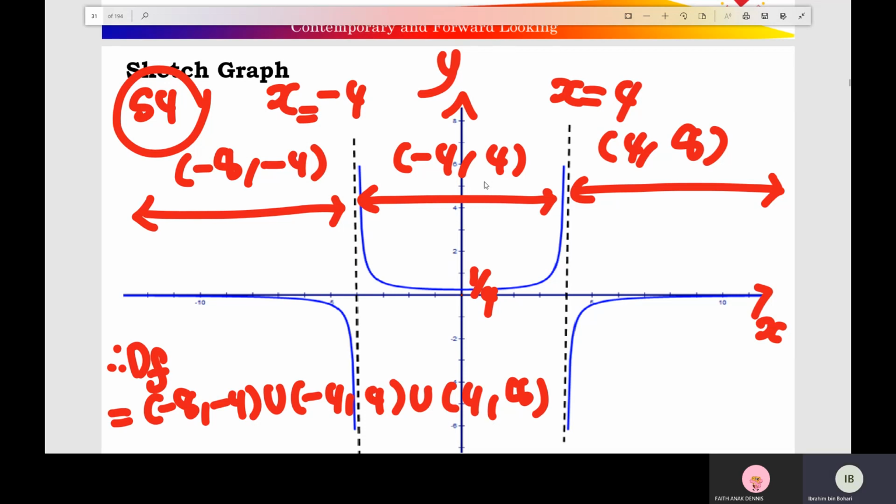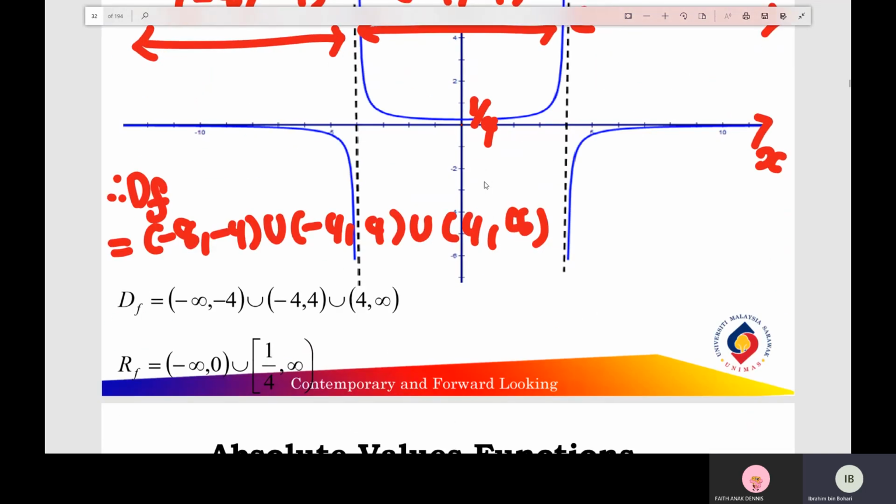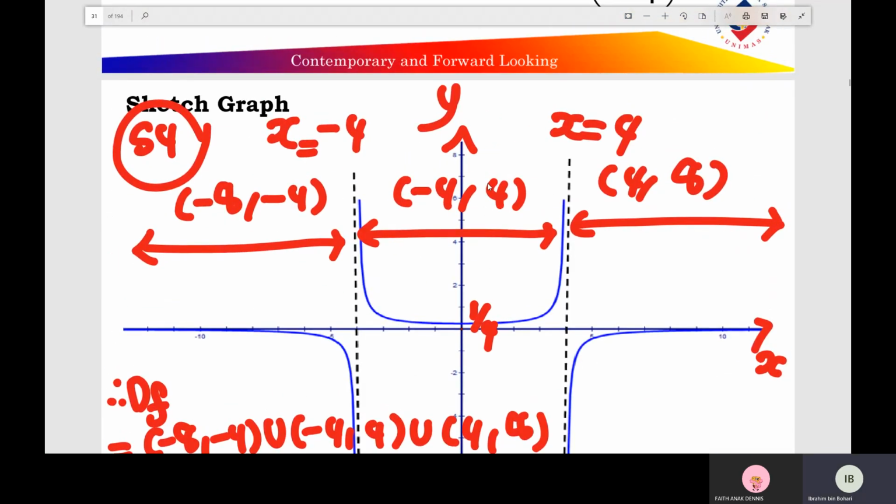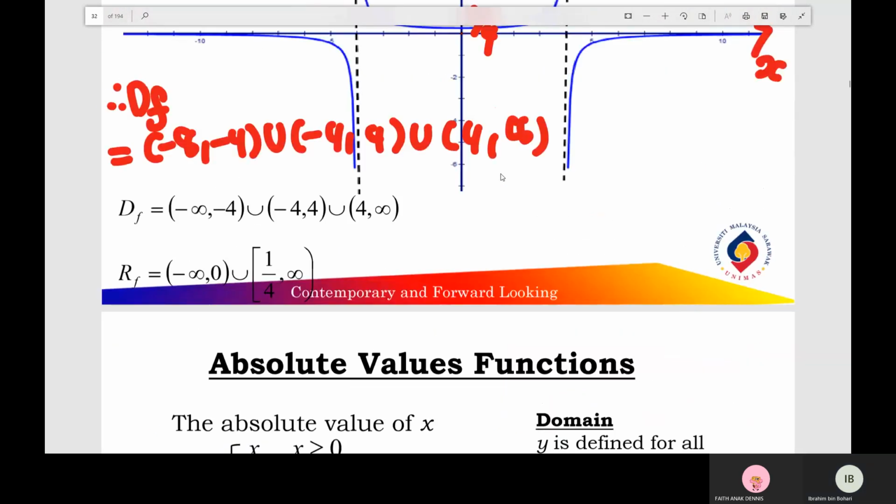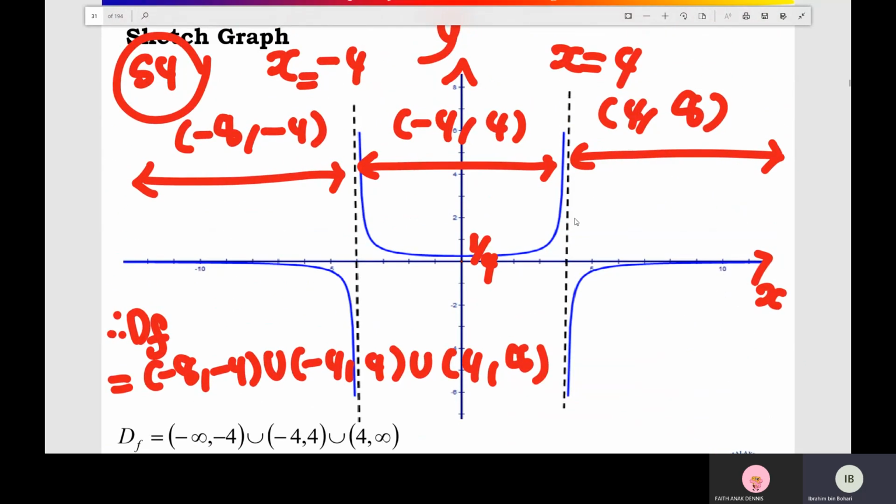Okay, and from the graph of the rational function, you list down all the values of x. Yeah, intervals here from the left, negative infinity to -4, and then between -4 and 4, and then the third interval here 4 to positive infinity. So the domain of the rational function is negative infinity to -4, union -4 to 4, union 4 to positive infinity.